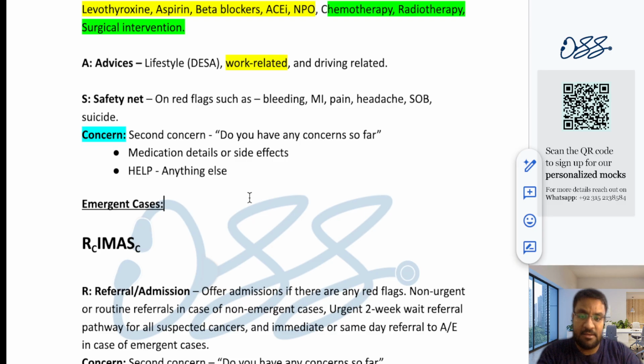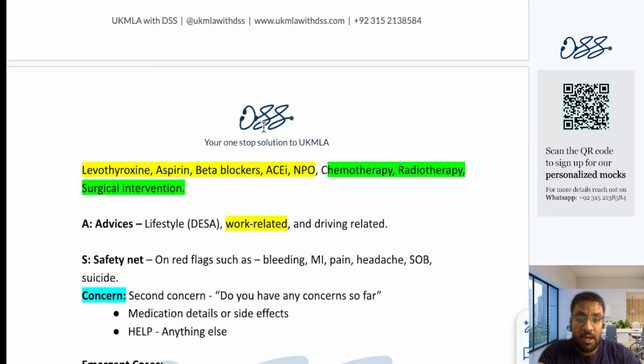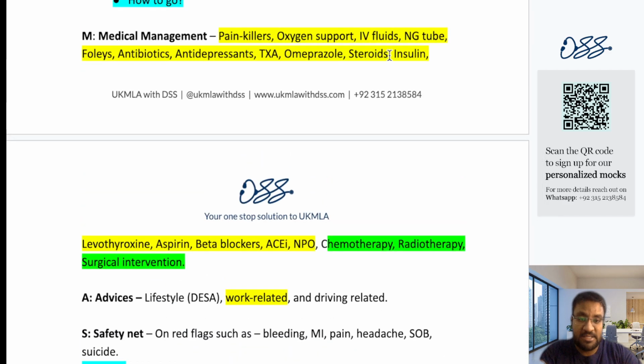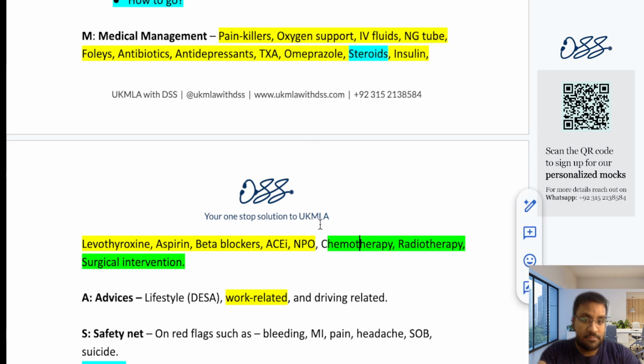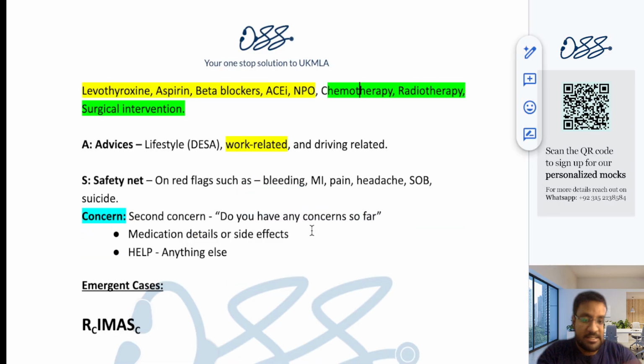It can be any medication related concern. Let's suppose you are starting me on steroids. Okay doctor, can you please tell me what the side effects of steroids are, because I've heard that it is a dangerous medication. So you may want to talk about the side effects of steroids.